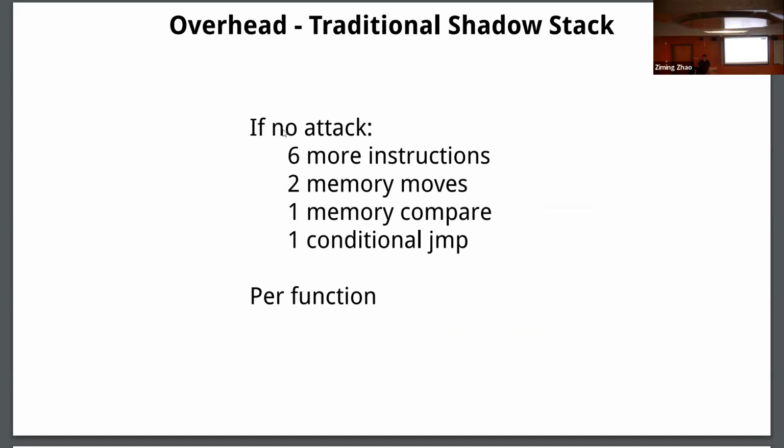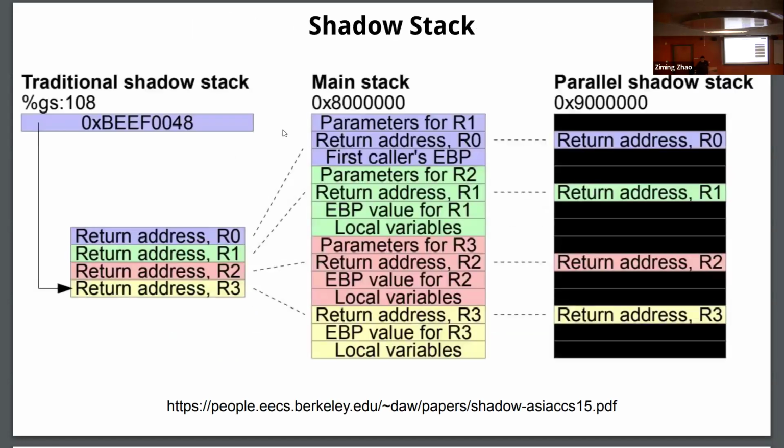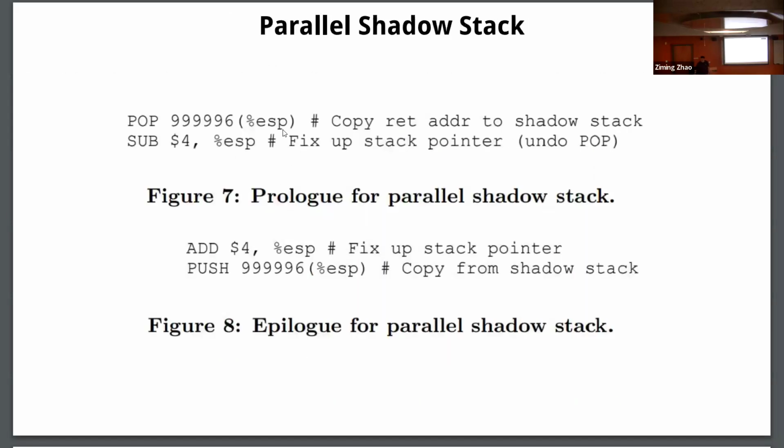So let's say the overhead here is actually quite high. There are many more move instructions, memory reads, memory compares, and also conditional jumps. So with another approach, the parallel shadow stack, you will see the overhead, at least the instruction overhead, is much smaller in this case.